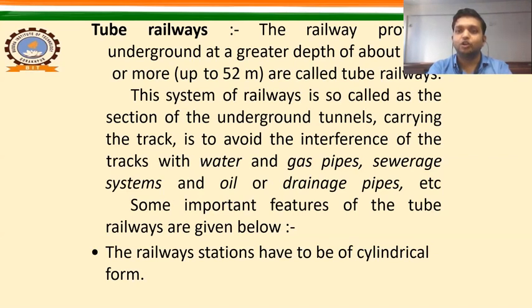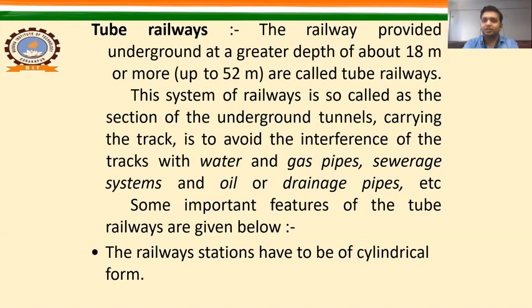If we talk about the tube railways, the railway provided underground at a greater depth of about 18 meter or more, up to 50 meter, is called a tube. To define the tube rail, we define it like this: the railway which has been provided underground. And what will be the depth? It will range from 18 meter to 52 meter, right? And these are known as the tube railways.